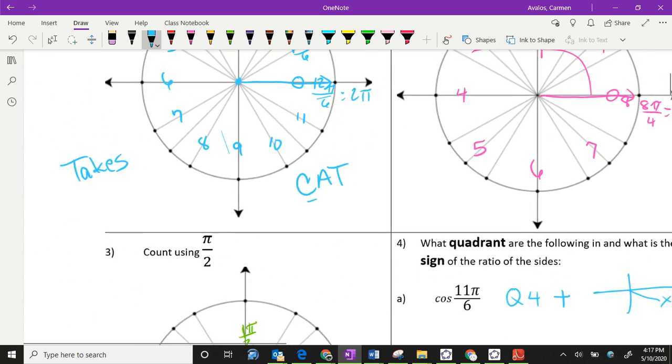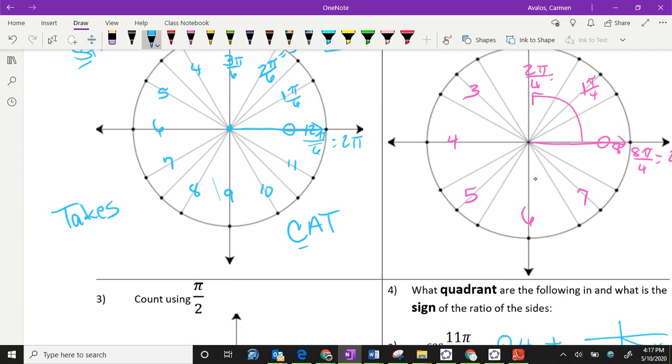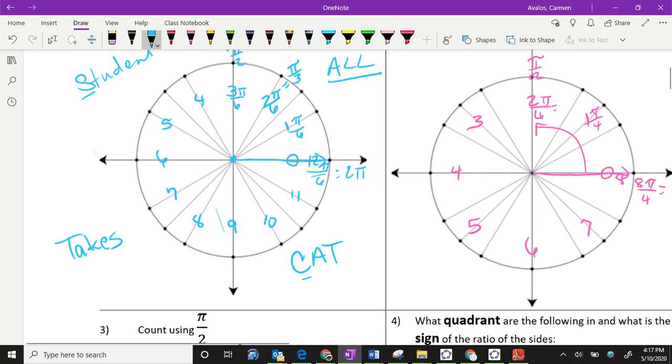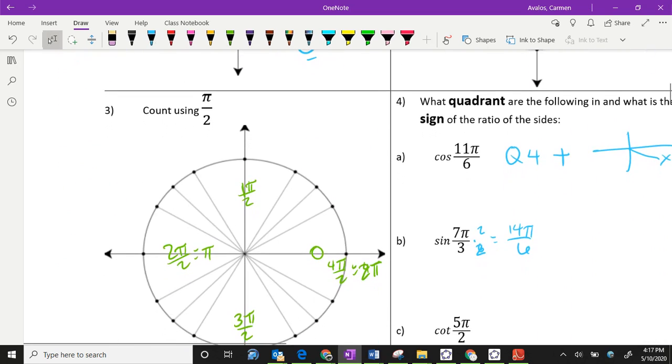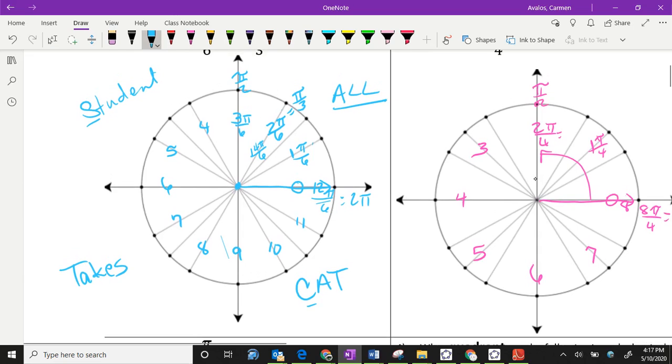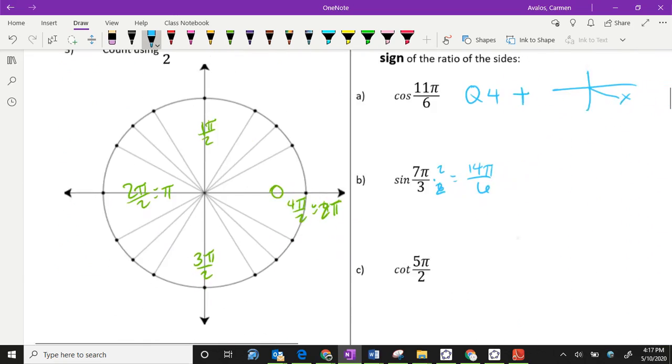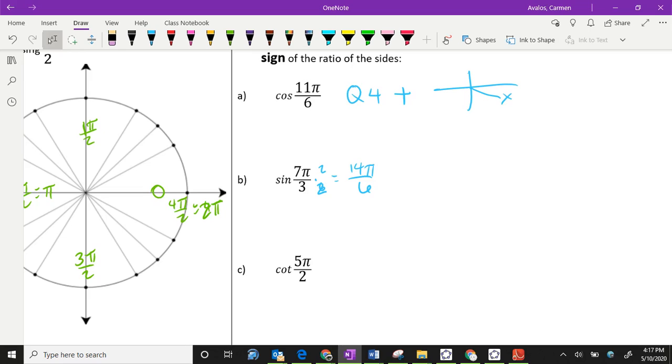So we go back and we count. Well, we know one surround is going to be 12, and then we need to go to 14, so that's going to be 13, 14. So this here is going to be 14 pi over 6, which is the same as 7 pi over 3. So it's equivalent to pi over 3, so that falls in quadrant 1.